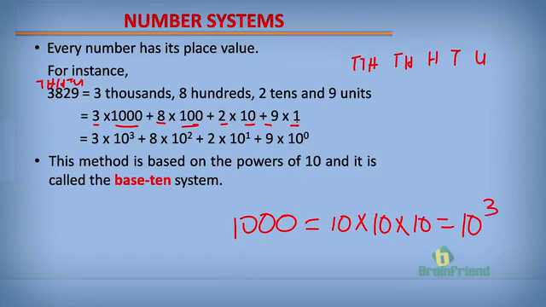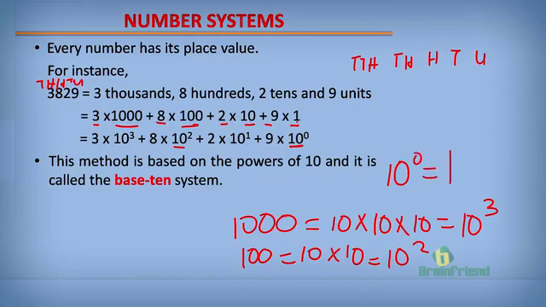The same thing goes for 100. Breaking 100 down, we have 10 times 10. That is 10 raised to the power 2. The same thing goes for 10, which is 10 raised to the power 1, and then 10 raised to the power 0. Note that 10 raised to the power 0 is equal to 1. Any number raised to the power 0 is 1. So 10 raised to the power 0 actually means 1. Even if it were 8 raised to the power 0, it also means 1. Any number raised to the power of 0 is 1.